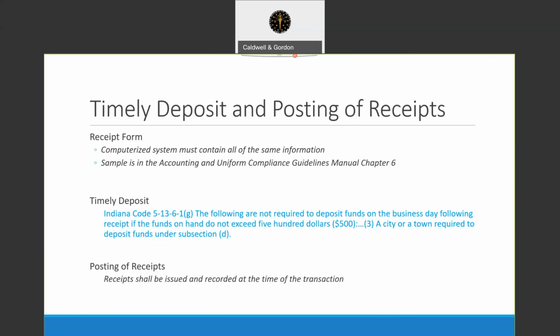Indiana Code 5-13-6-1 contains the requirements for timely deposit of funds by a political subdivision. Cities and towns are required to deposit funds by the next business day if the amount on hand exceeds $500. Receipts should be issued and recorded at the time of transaction.